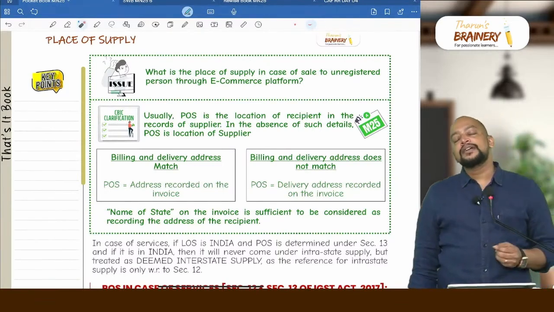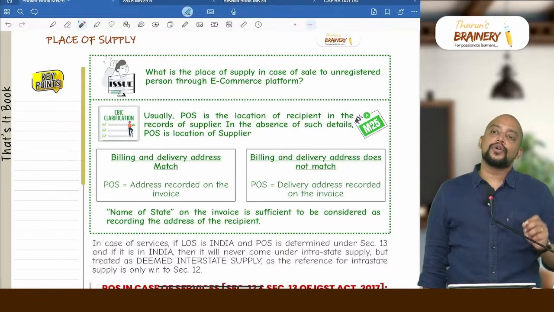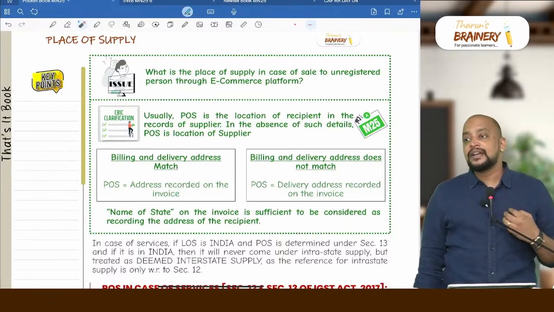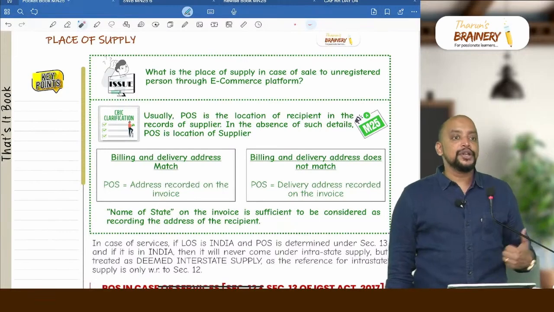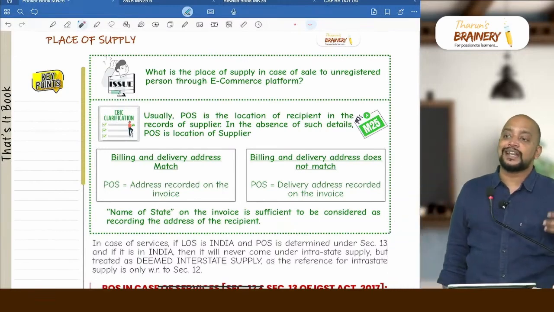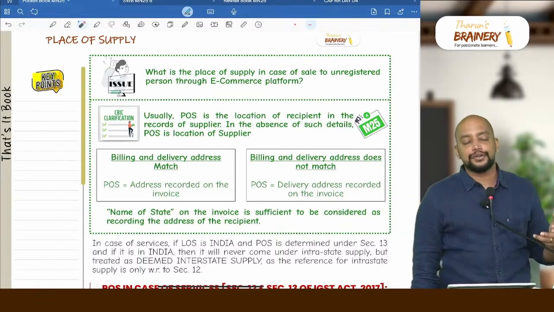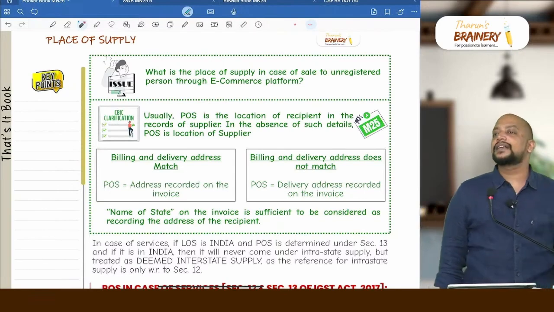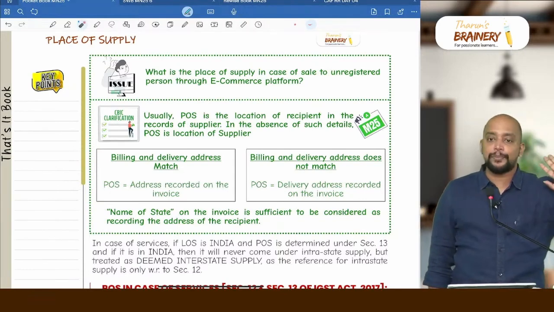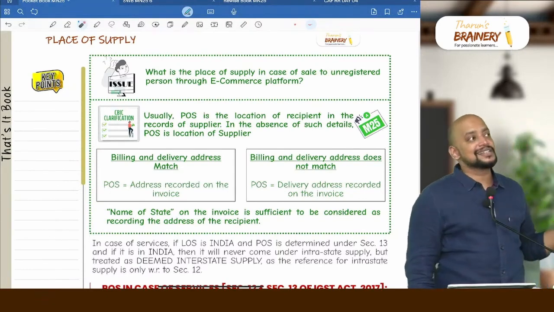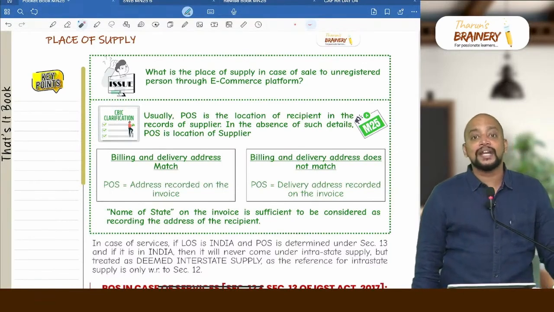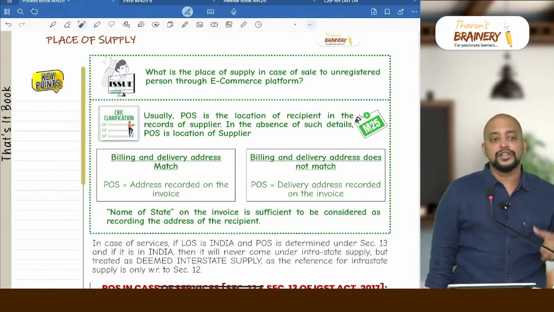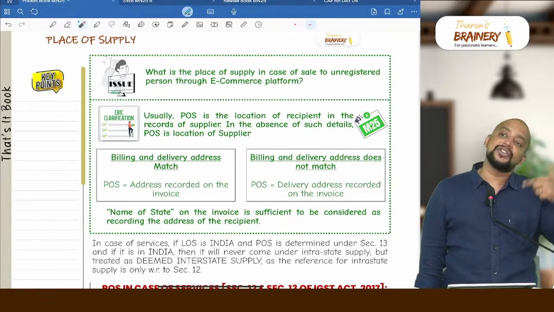For example, you are placing an order and you wanted me to deliver. I am a seller and I need to sell through Amazon. You placed an order, you are from Tamil Nadu, you wanted me to deliver to an address in Kerala, or you wanted me to deliver to an address in some other place, then in that case definitely 10(1)(b) should not be applied. Then what should be taken? There is a circular which says that in that case you determine as per 10(1)(a), supply involves movement of goods, but it is unregistered person.